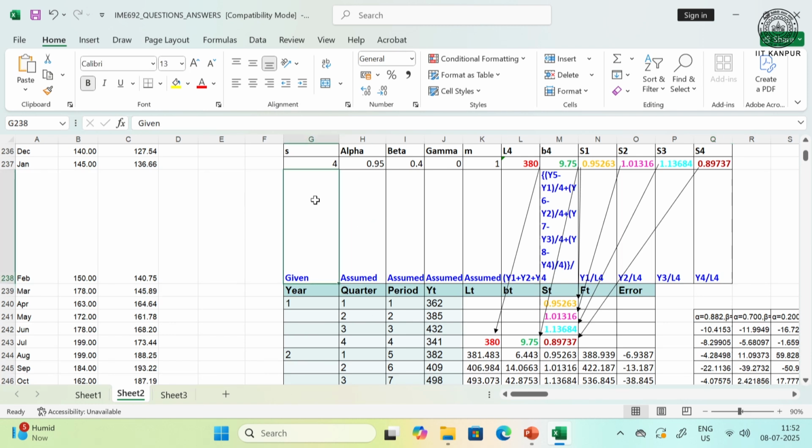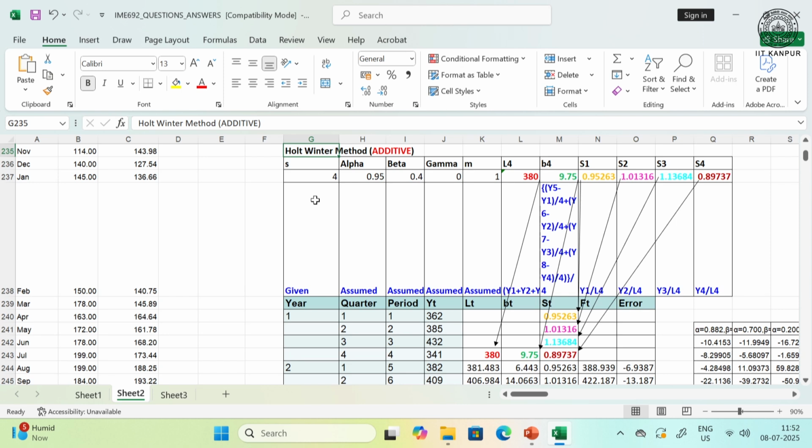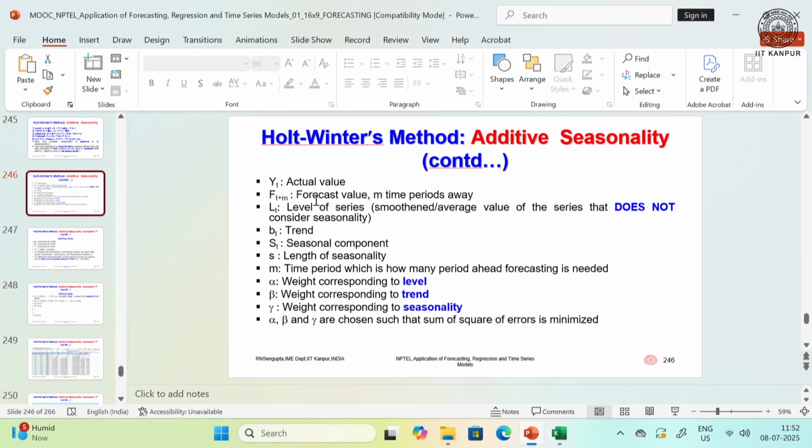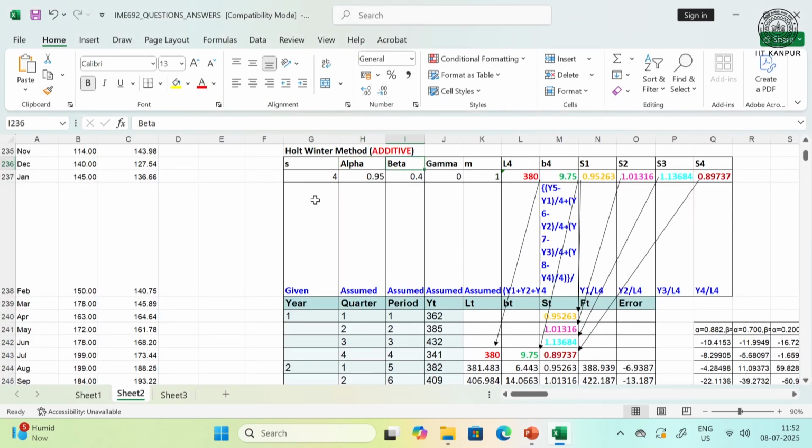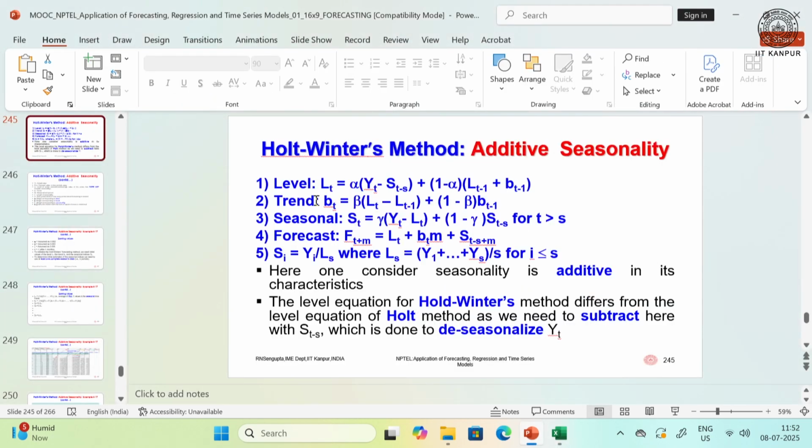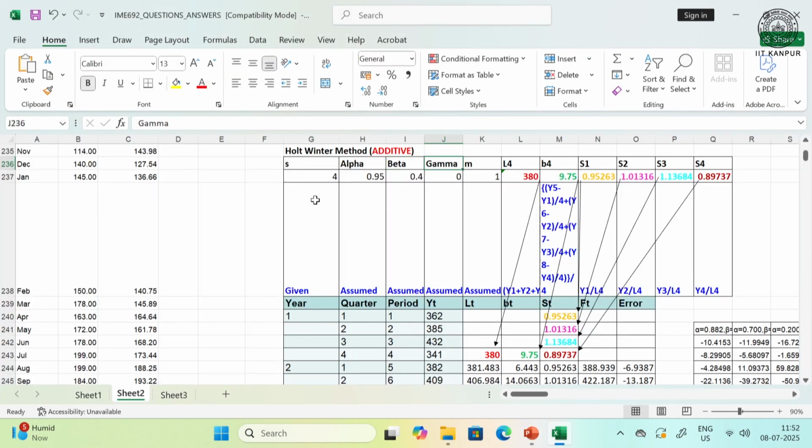This is basically, as you can see, the model, which is Holt Winter's additive model, and here is what is written column-wise. s is, if you remember, 4 months, alpha is the value which you will utilize for level, beta is the parameter which you will use for trend, and gamma is basically for the seasonality. We are going to take, and these will keep changing, 0.95 for alpha, 0.4 for beta and 0 for gamma. m, how many time periods later you are going to predict, we will take as m equal to 1.